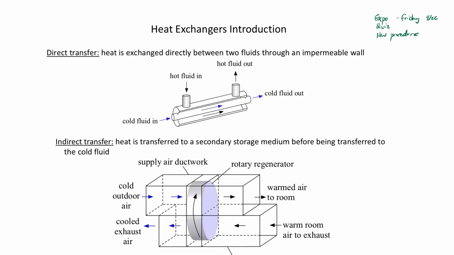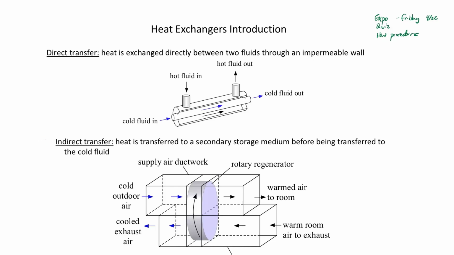Anytime you have heat that needs to move from point A to point B or to be removed from a system, almost always you're going to have a heat exchanger. So there's a bunch of different types of heat exchangers. There's maybe two main classifications. The first classification is called direct transfer, and the second is called indirect.